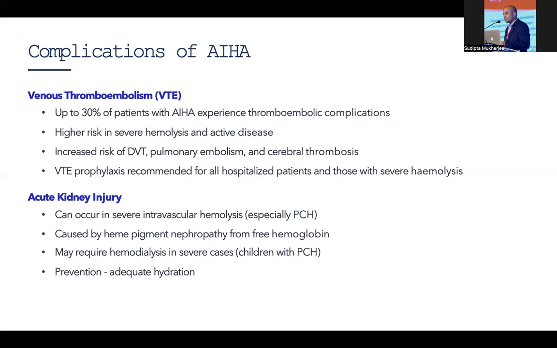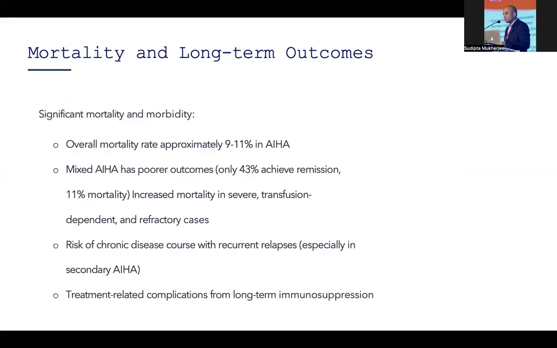Acute kidney injury can occur in severe intravascular hemolysis, especially paroxysmal cold hemoglobinuria, caused by heme pigment nephropathy from free hemoglobin. They block the tubules and also cause active inflammation, and may require hemodialysis in severe cases. Mostly the preventive intervention that we can do is adequate or optimal hydration.